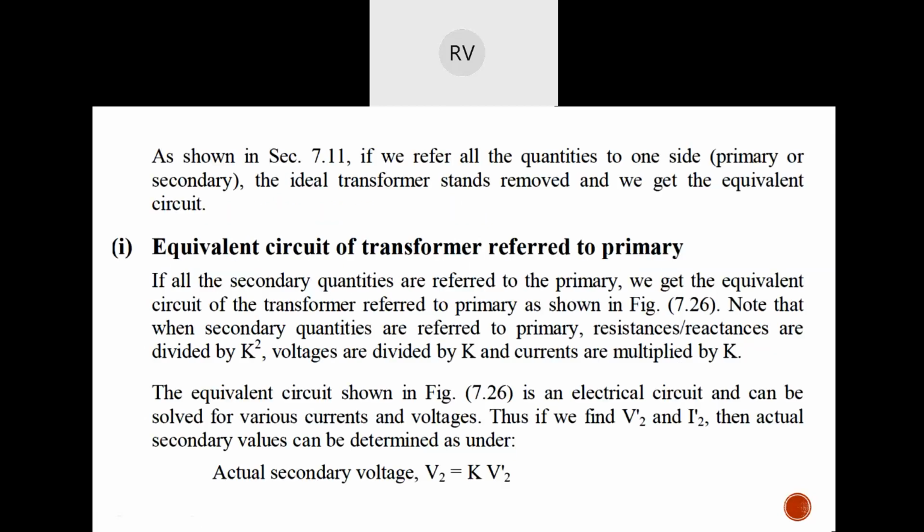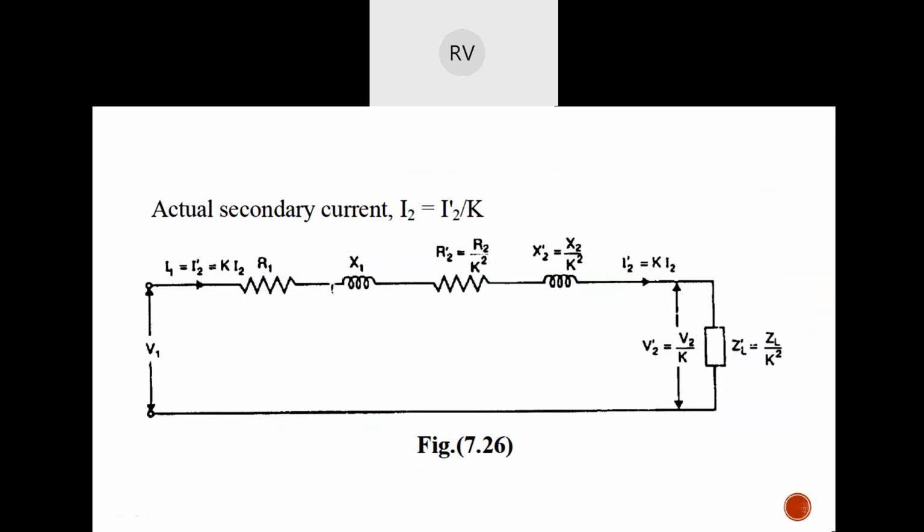Now, the equivalent circuit shown in figure 7.26 is an electrical equivalent and can be solved for various currents and voltages. Thus, if we find V2 dash and I2 dash, then actual secondary currents can be determined as under. The actual secondary voltage V2 is equal to K into V2 dash and I2 is equal to I2 dash by K. Right. This is a simple circuit right now. It is nothing but two resistances and two reactances in series along with a load. So it is quite simple in nature, and if you can solve this, then you can solve the transformer very easily.